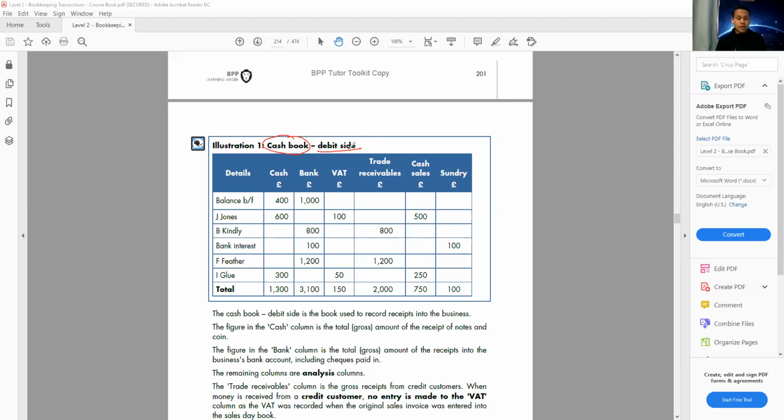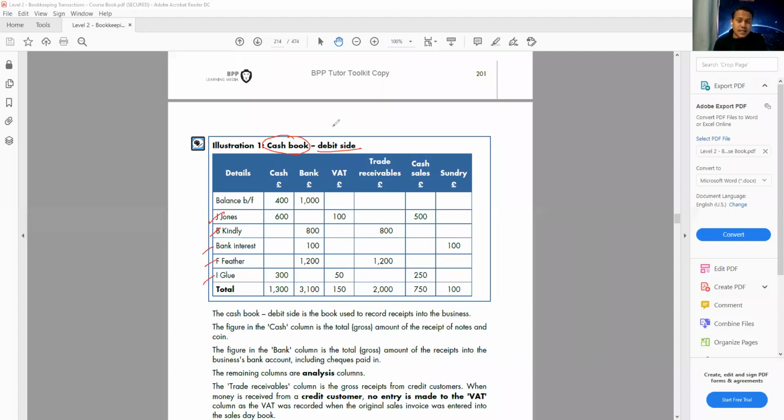If the money is in, the people I have here, J. Jones, B. Kindly, bank interest, which is not a person, F. Federer, and I. Glue, these four persons, who are they? Are they my customers or my suppliers? They are my customers, because my supplier never paid to me, isn't it? I pay to my supplier. So if anyone paid money to me, they are of course my customer. Now I understand cash book debit side, money in, and of course they are my customers.